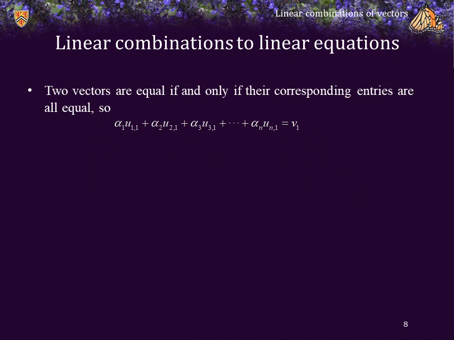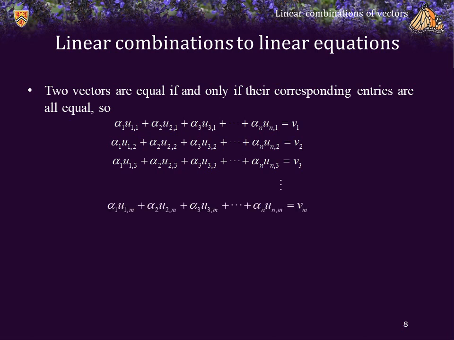Two vectors are equal if and only if their corresponding entries are equal. So, the first entry of each of the vectors yields this linear equation. The second entry of each of the two vectors yields this linear equation. The third entries, and so on and so forth up until the mth entry, as these vectors are in R to the m.